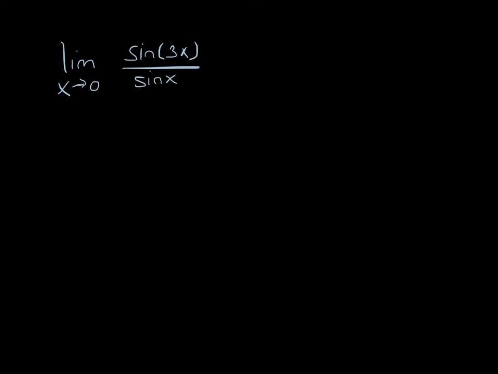Now if we try to substitute, we get the sine of 0 over the sine of 0, and the sine of 0 is 0. So our numerator is going to 0, our denominator is going to 0, which means that we have an indeterminate form. So we can use L'Hopital's rule. So the limit as x goes to 0, we'll take the derivative of the sine of 3x, which is 3 cos 3x. The derivative of sine x is cos x.